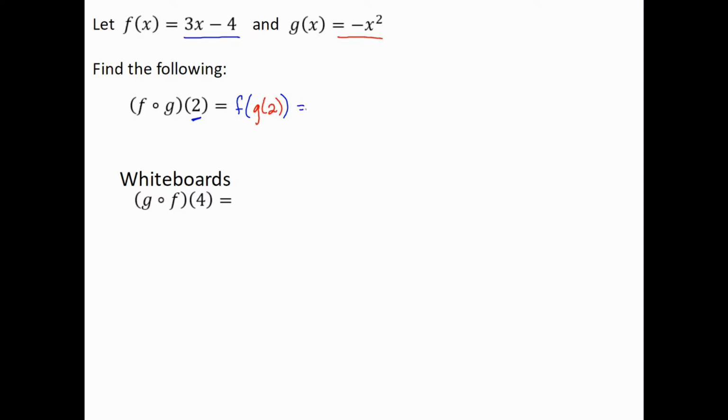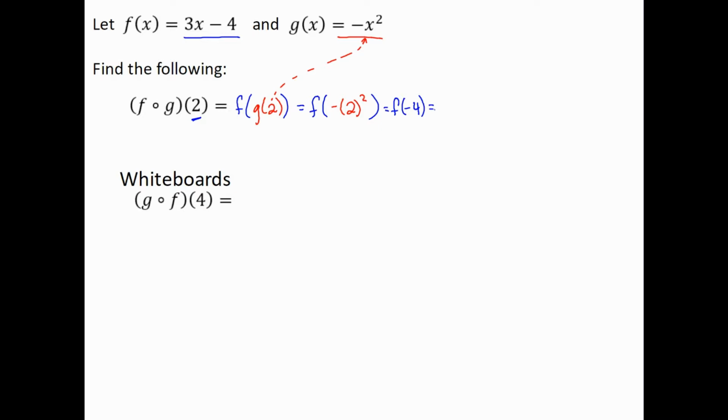So now when I write this, I'm actually going to figure out what g of 2 is. Well, wherever the x is, I'm going to substitute the 2 in for it. So -2 squared, just like that. Now we're ready to keep going. So 2 squared, that's 4, times a negative, that's -4. And I have f of -4.